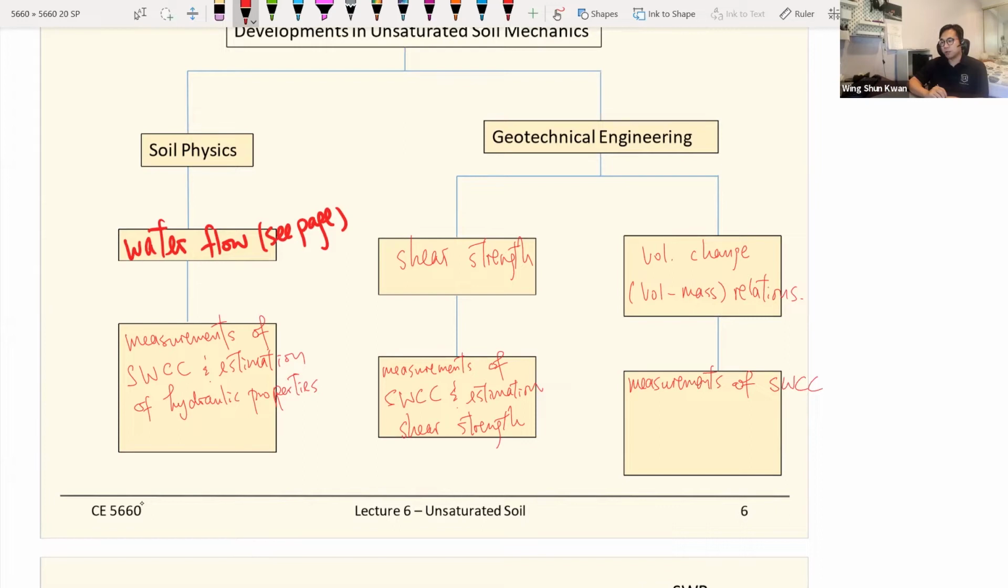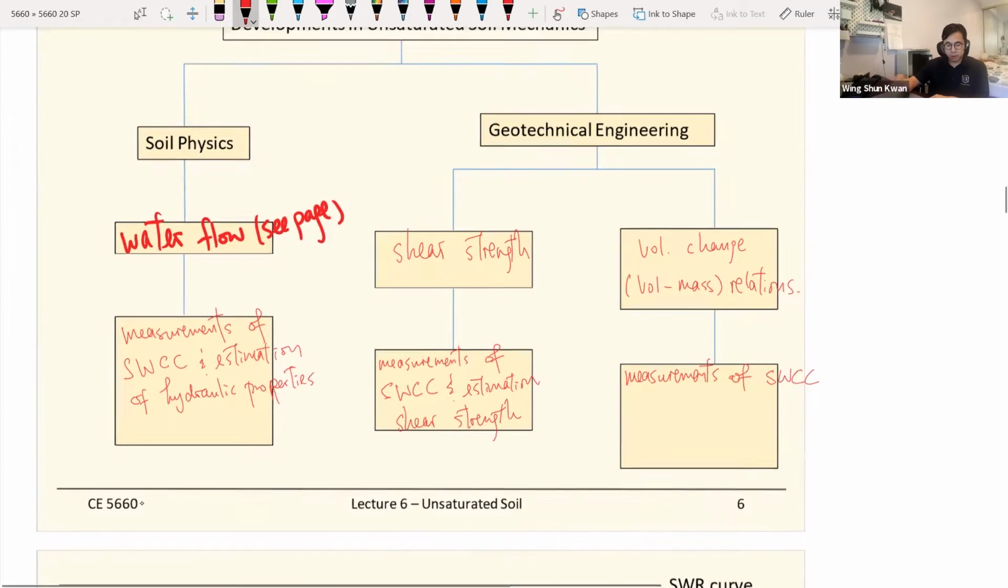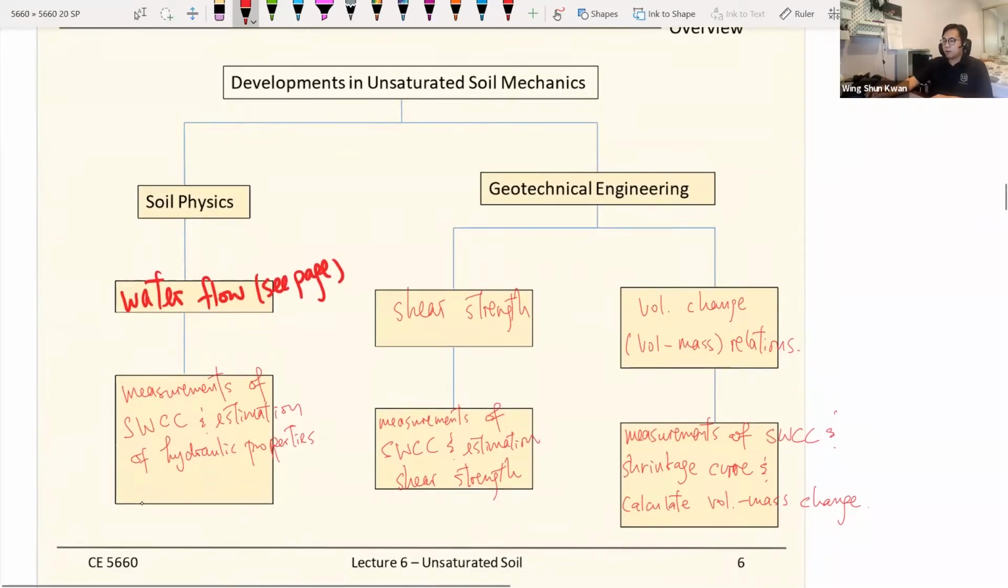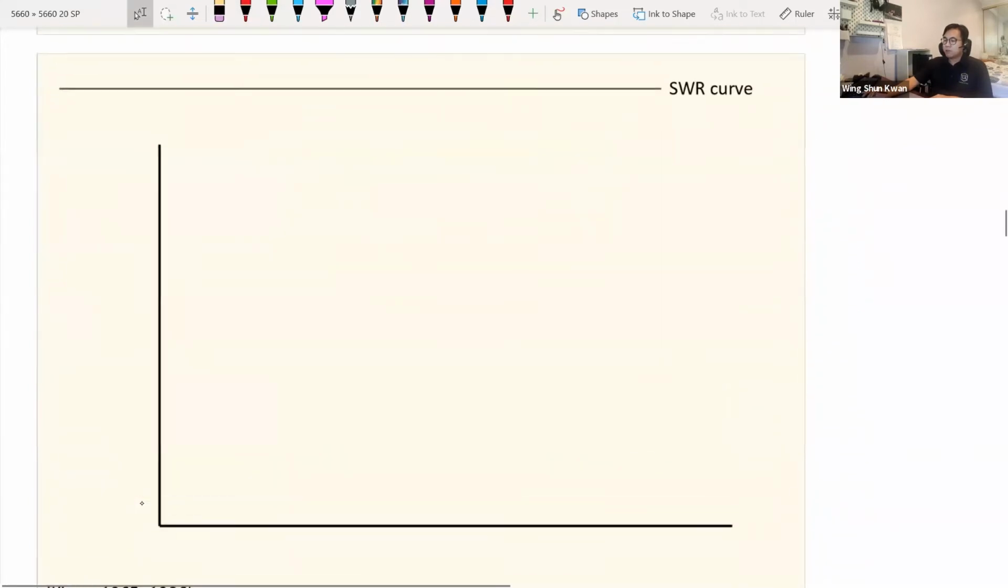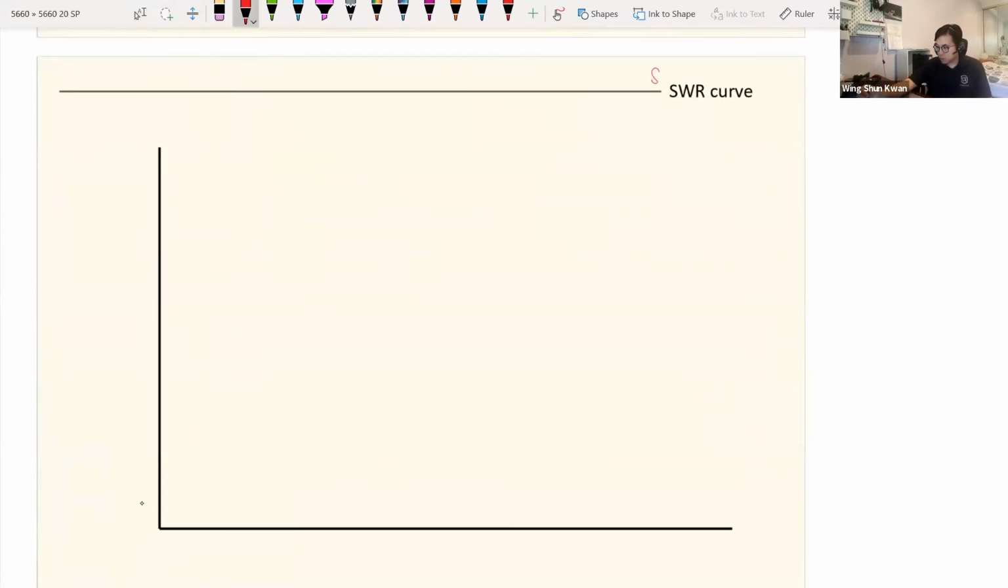So this is important. It's always related to the soil water retention or soil water characteristic curve. And we also need the strain gauge curve, so we can calculate the volume and mass change. Okay, so that's pretty much the overview of the developments in unsaturated soil mechanics. We have been talking about this soil water characteristic or retention curve. So what is it?